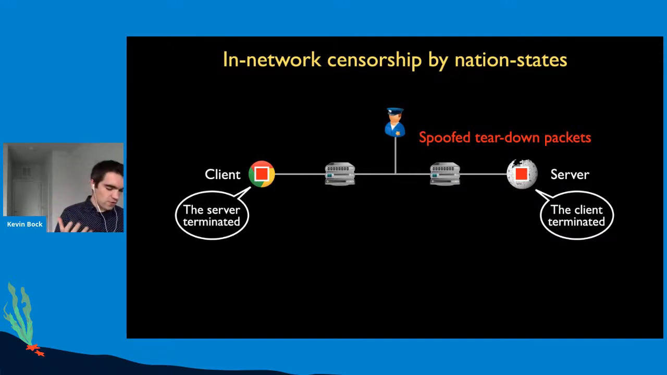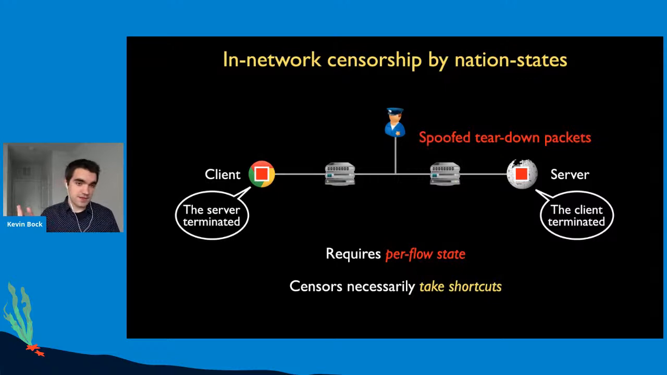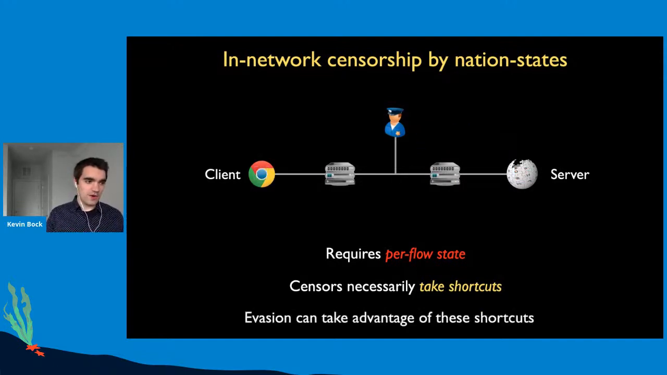But if you think about this, in order for a censor to pull off this attack, the censor requires information about the connection. It needs the port numbers, the sequence and acknowledgement numbers, etc., which means that the censor needs to be tracking per-flow state. Now, if you're a censor and you're trying to track state at the scale of a nation like China, you're going to inevitably have to take some shortcuts along the way, or write bugs. And we as evaders can take advantage of some of these shortcuts. So I'll give you an example of how we can take advantage of one of these shortcuts that has been used in prior work.